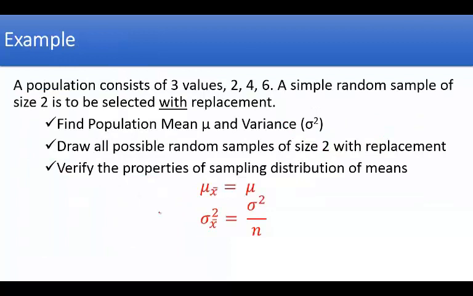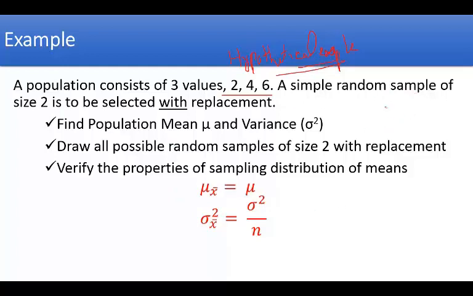Please read this example. It is given to you like a population of size 3. Remember, it is a hypothetical example. Usually the population size is large, but this is just a hypothetical example to establish the concept of sampling distribution here, and to establish some of the rules which we'll use in the testing of hypothesis. So a simple random sample of size 2 is to be selected.